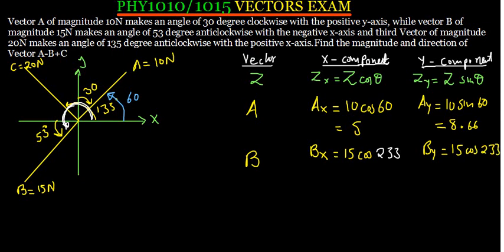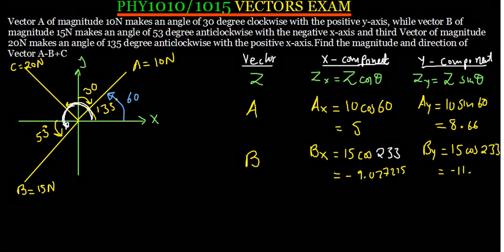So let's just go and punch this on a calculator. 15 cos 233. That is going to give you, if you have got a calculator with you, negative 9.027225. At least write a lot of decimal places, because if you round off from here, you're going to get a wrong answer. And then 15 sine 233 will give you negative 11 point. Yes, Rejoice.